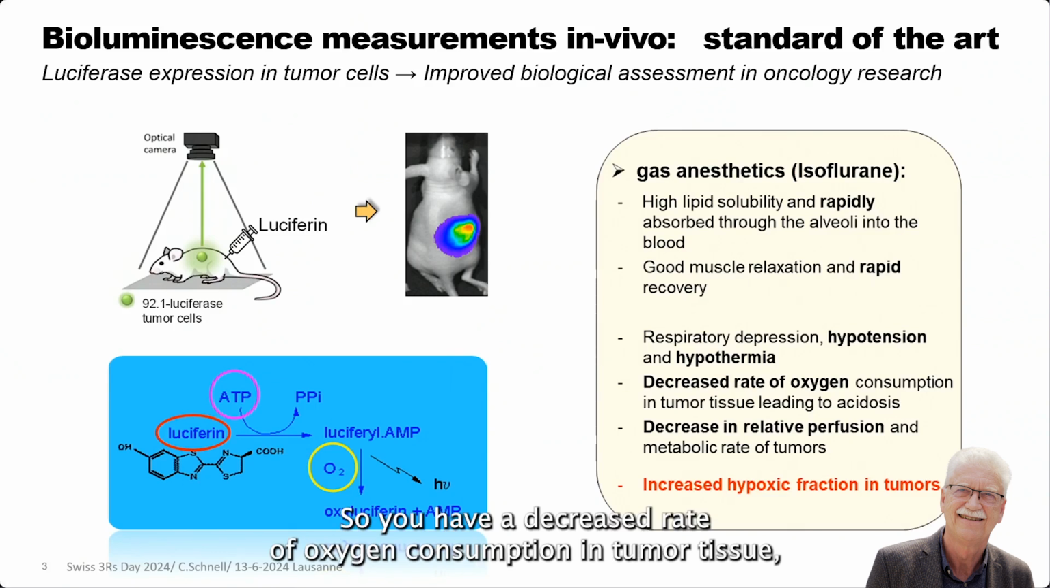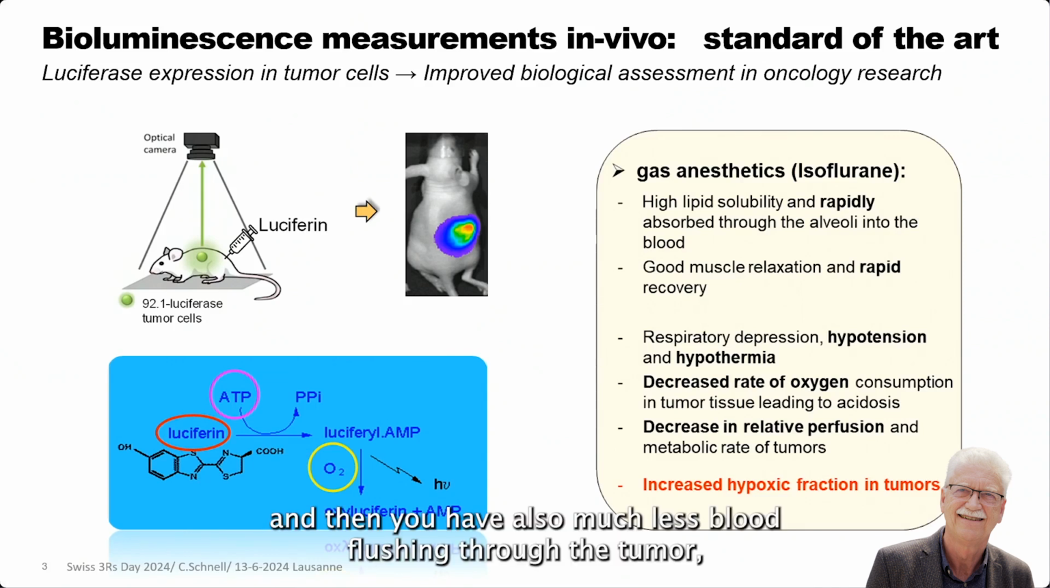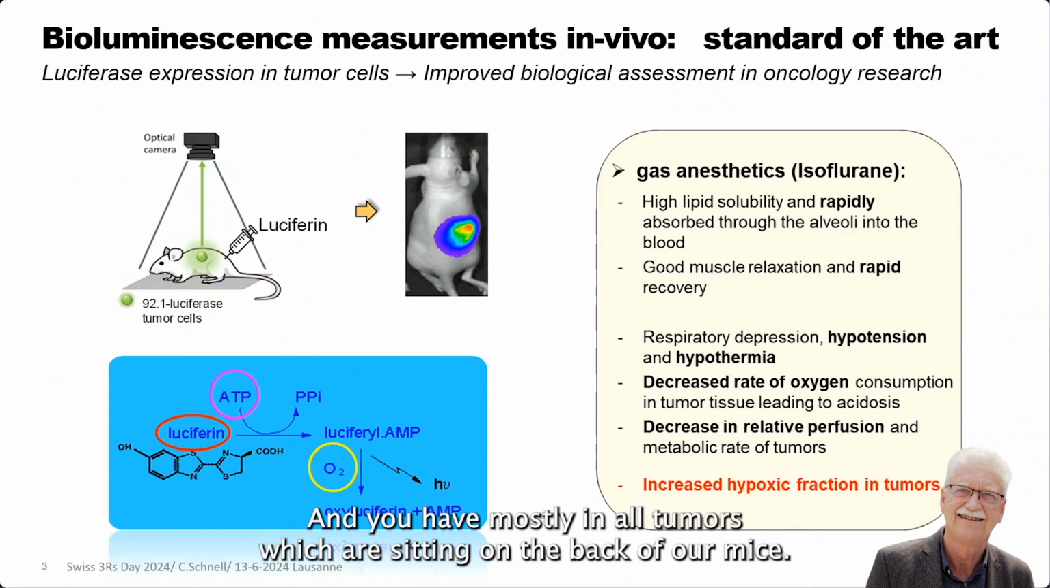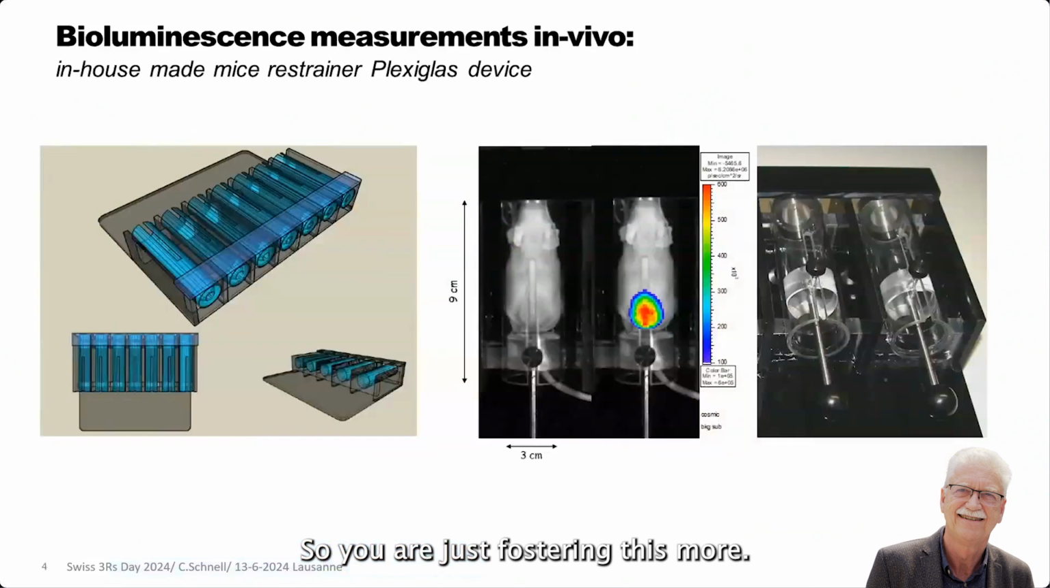So you have a decreased rate of oxygen consumption in tumor tissue, which is anyway in an acidosis situation. And then you have also much less blood flushing through the tumor, which will obviously affect the biochemical reaction. And in almost all tumors which are sitting on the back of our mice, you have a high hypoxic fraction anyway, so you are just fostering this more.